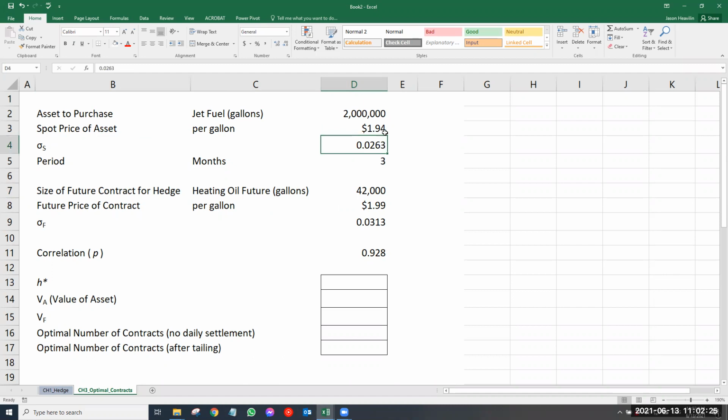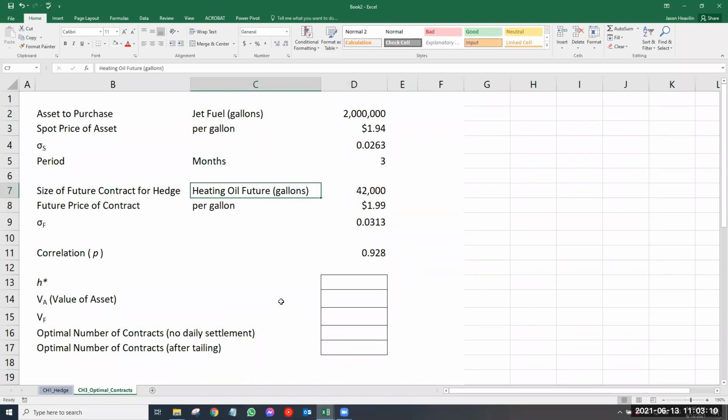The standard deviation of that price is 0.0263. The period is 3 months, but we're going to assume that they both are 3 months in order to avoid added nuances in this example. Then we look at the futures contracts for the hedge. Now it's heating oil, which is not jet fuel, but it's 42,000 gallons. The future price in that contract is $1.99 per gallon, and the standard deviation of that price right now is 0.0313. We need those standard deviations for the calculation we're going to get to. One more piece of information we need is the correlation between these two assets, jet fuel and heating oil.